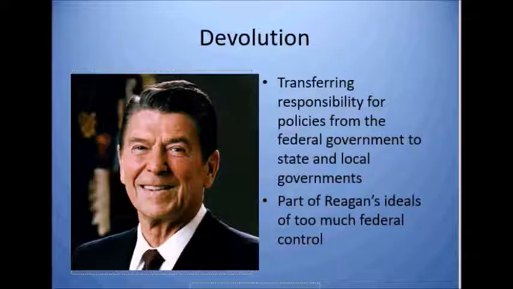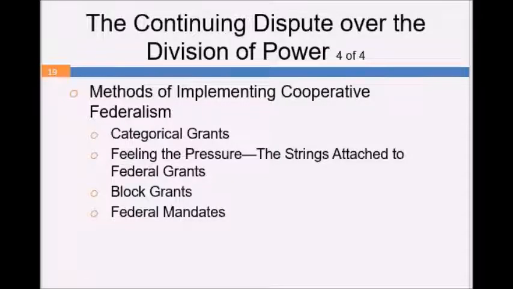Under new federalism or devolution, the idea is to push back and give more responsibility to the states, because the federal government has enough of their own business, so they're trying to return power back to the states. Now I'd like to talk about the methods of implementing cooperative federalism. The first is categorical grants. These are for specific uses from the federal government. So the federal government will give a state or a city money for a specific use.